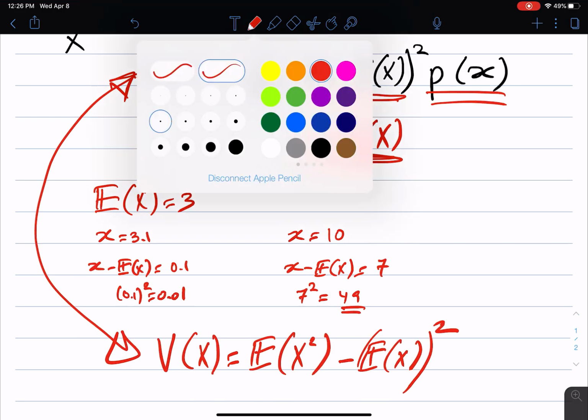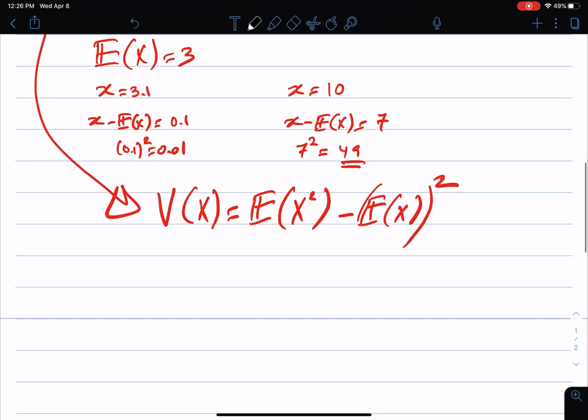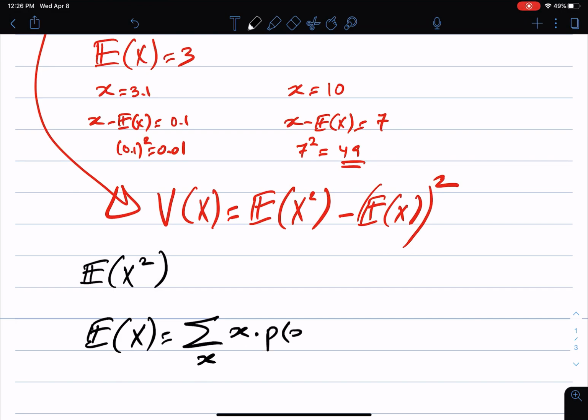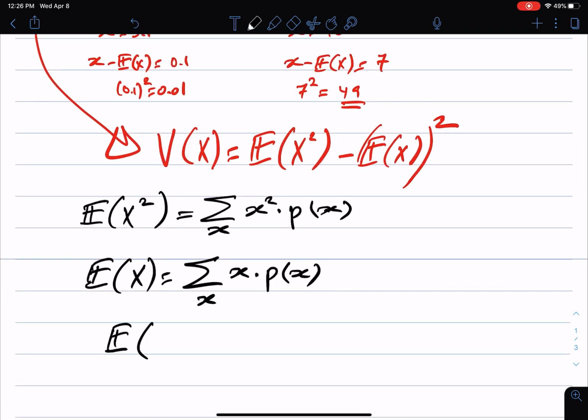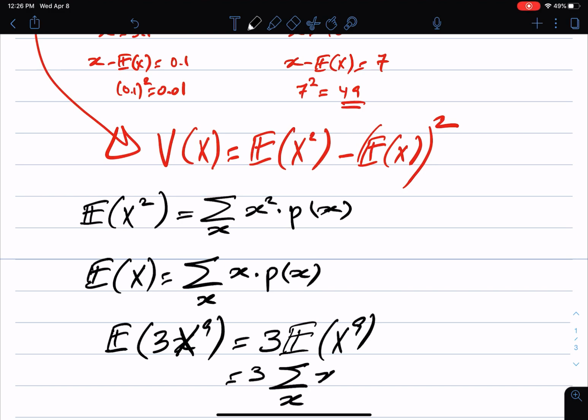Let me just say something here about this E of x squared, because we have not seen it before, but this shouldn't be anything new. What does it mean to have E of x squared? I remind you that E of x is the sum over all possible x's of x times p of x. Okay, E of x squared is the sum over all x of x squared times p of x. Okay, it's not p of x squared, it's p of x. So if someone says what's the expected value of 3x to the 9, let's say, this is just 3 times the expected value of x to the 9, and this is 3 times the sum over every possible value of x to the 9 times the probability of x. Okay, so this is just a function that you can apply.